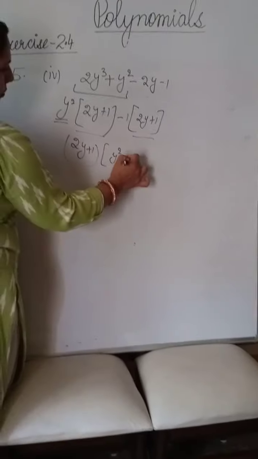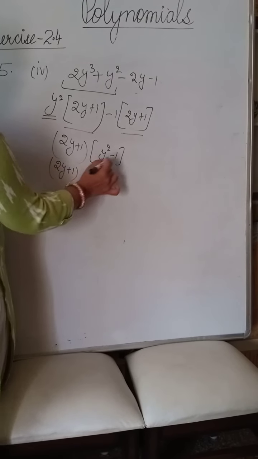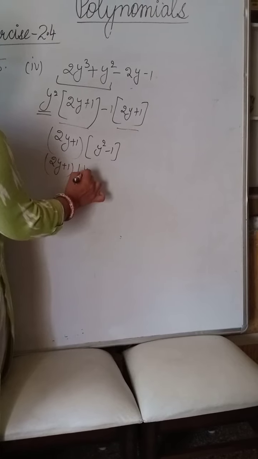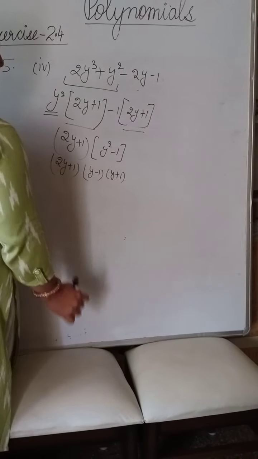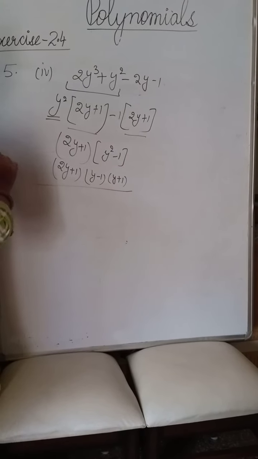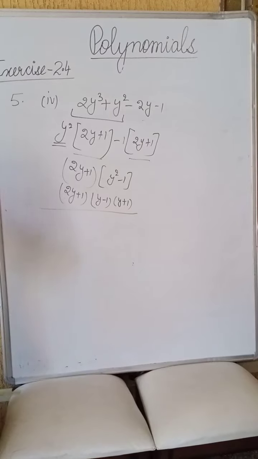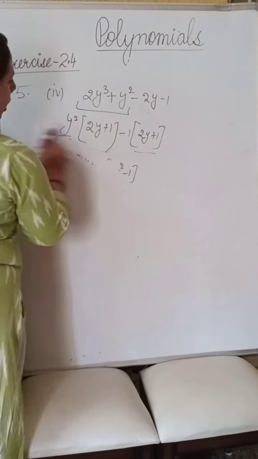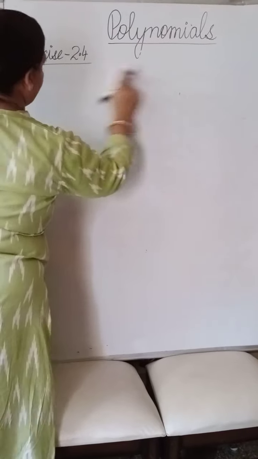Then minus 1. Again do that thing. a square minus b square, a minus b and a plus b. So these are the factors of fourth part. After this I will explain second and third part.